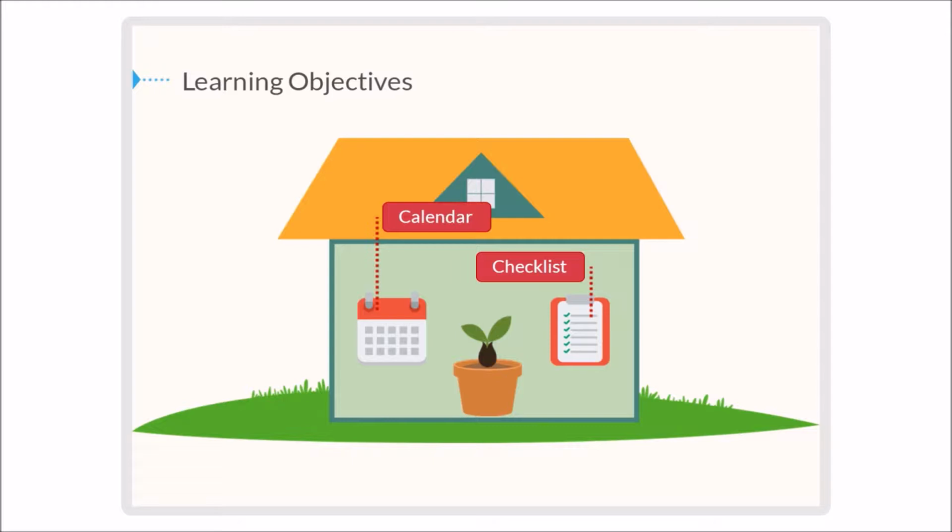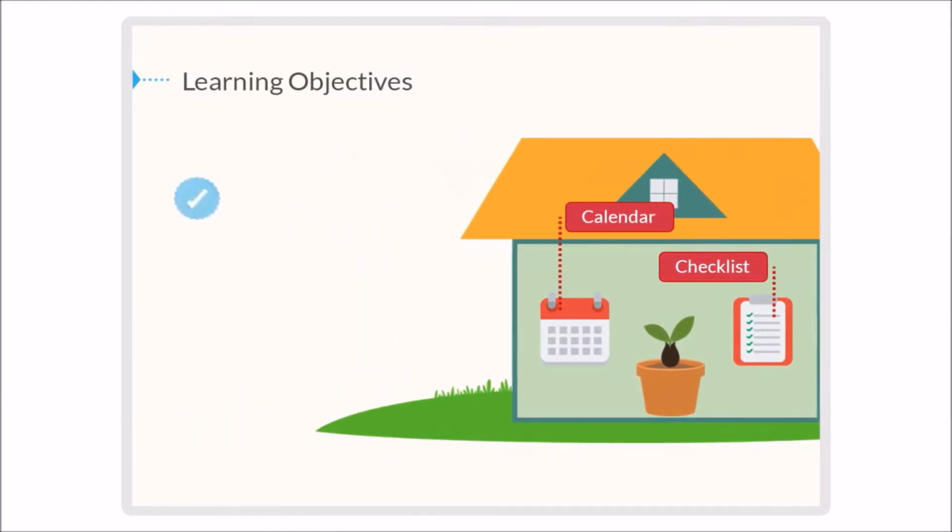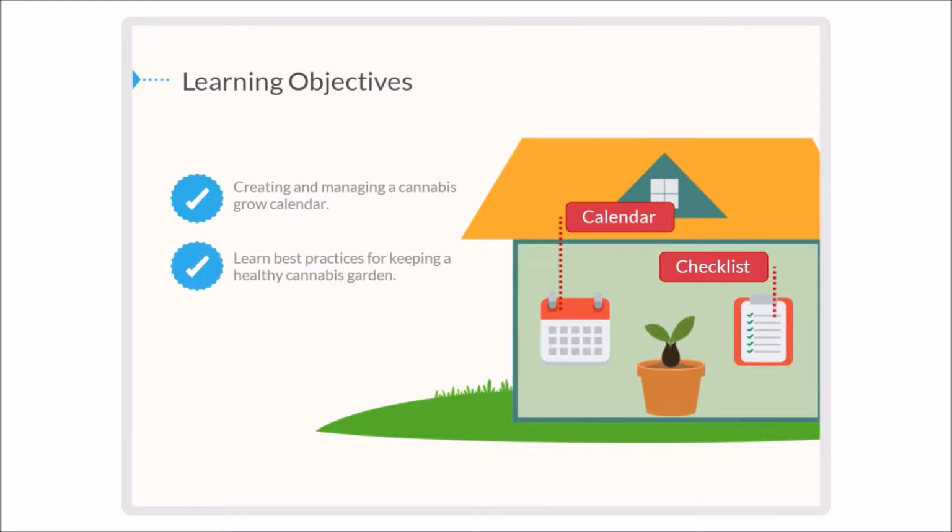We will cover the significant milestones of plant development during each stage of life. Learning objectives: creating and managing a cannabis growth calendar, and learning best practices for keeping a healthy cannabis garden. Overview.